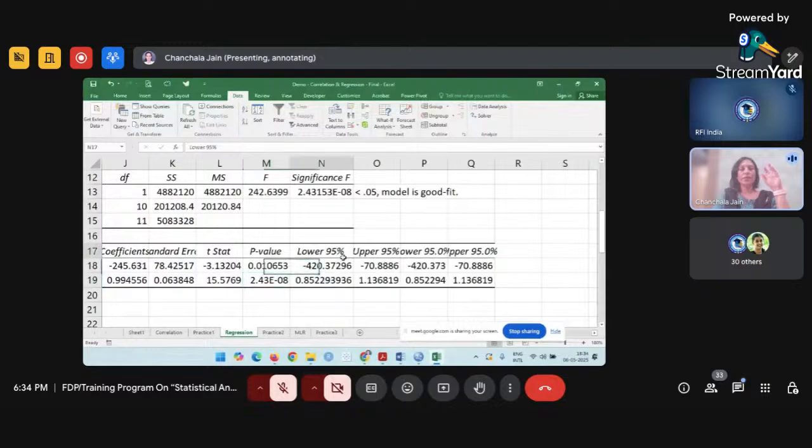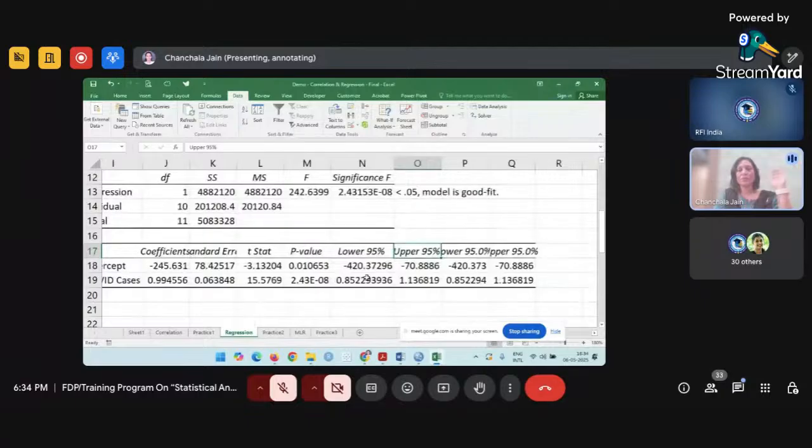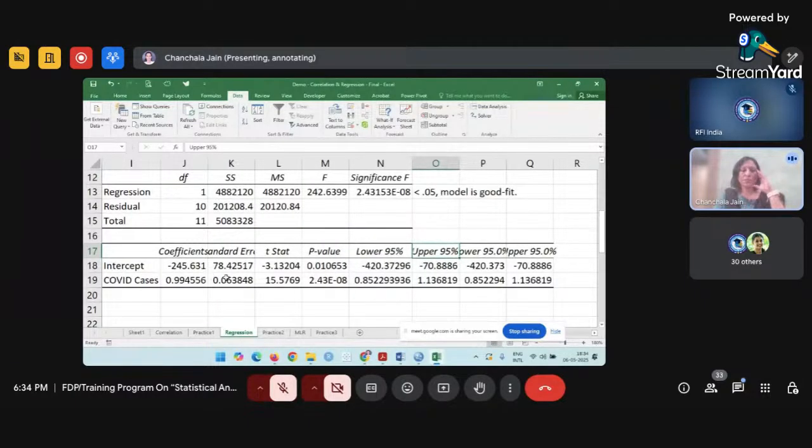Further, you have seen the 95% lower and upper confidence levels. These are the two ranges we are getting, right? If we are picking data from the same sample, the chances of the intercept value falling in a particular range are this. The intercept value will come between this range. Similarly, in case of COVID cases, you can say there is 95% chance that if you take data from the same population, the COVID cases coefficient will fall in this particular range, right? Is it clear?